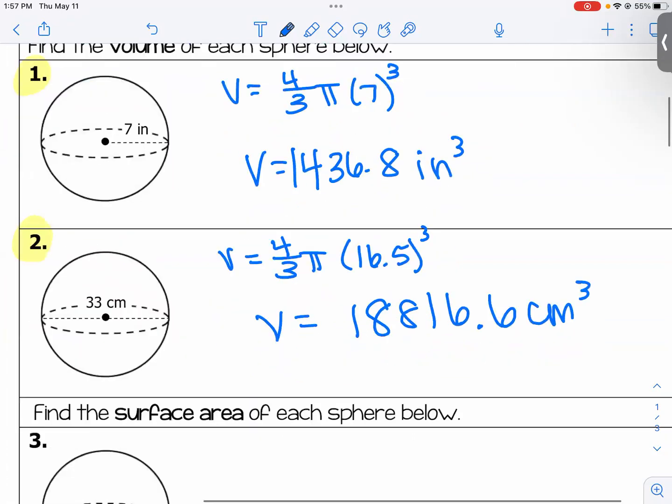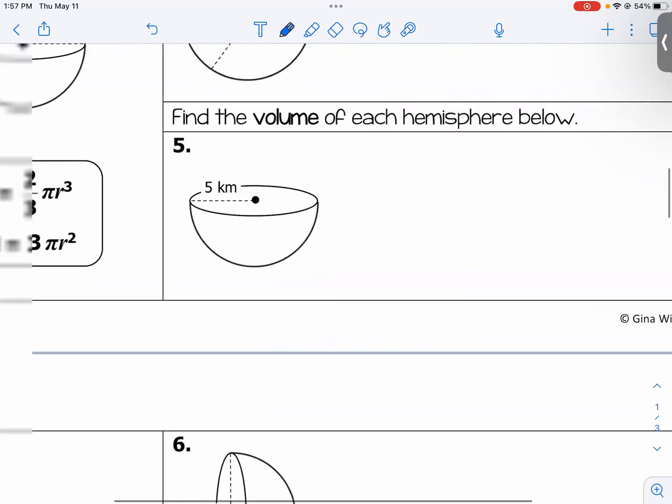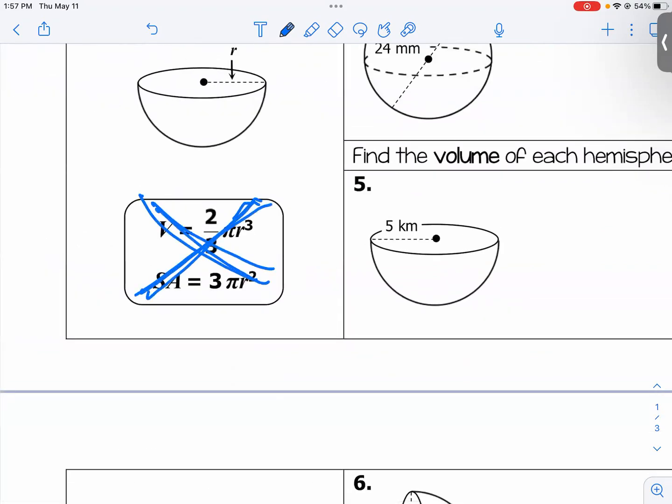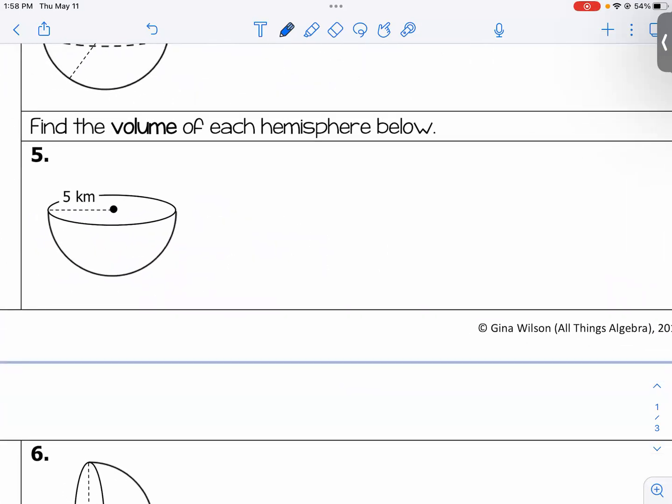Jake, now I want you to come down here to number 5. I don't want you to worry about these right here. I want us to use our brains. A hemisphere is half of a sphere. So to find the volume of a hemisphere, I want you to take 1/2 times 4/3 pi r cubed. That means the same thing. So you can either write it as 2/3.